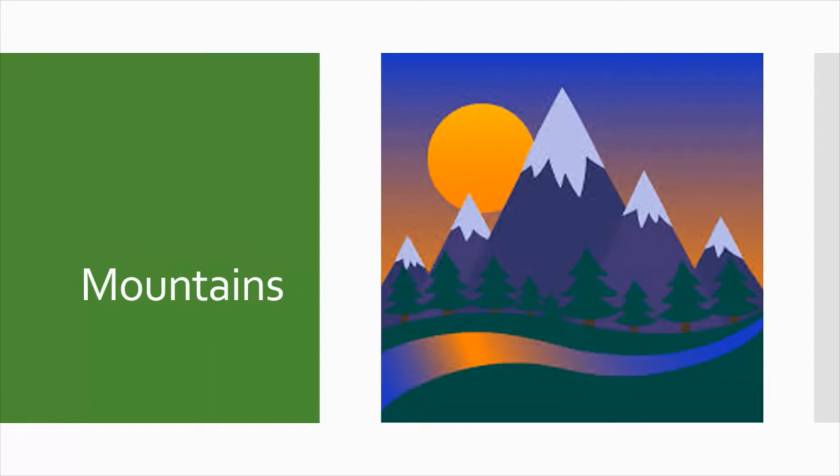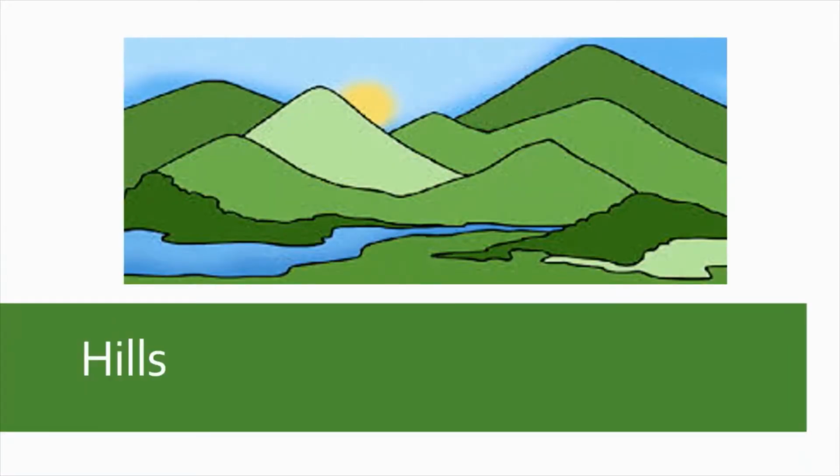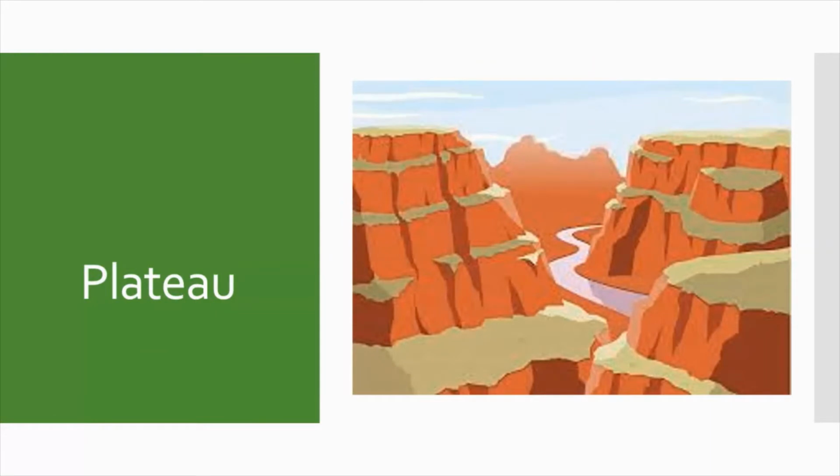The next landform we're going to talk about is hills. And hills are similar to mountains, but they're not as tall, and sometimes they have grass on them, or they can be rocky, but they are not quite as tall as mountains. Next, we have plateaus. And plateaus are also very similar to mountains and hills, but the thing that makes plateaus unique is that they have flat tops. So they're very tall, but at the top, instead of being either steep or rounded, they are very flat on the top.